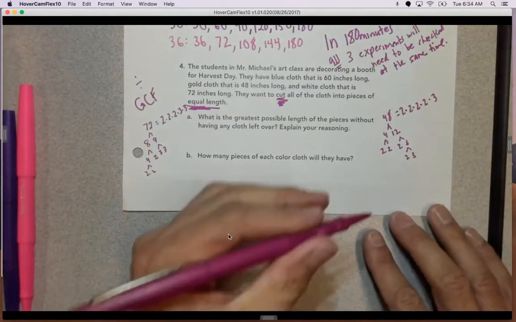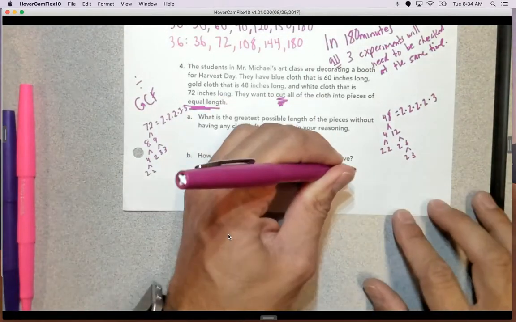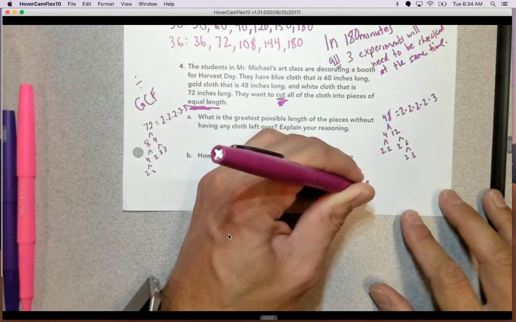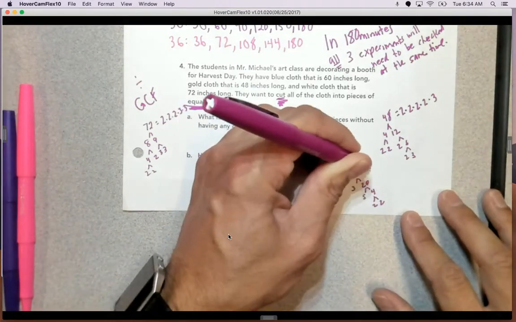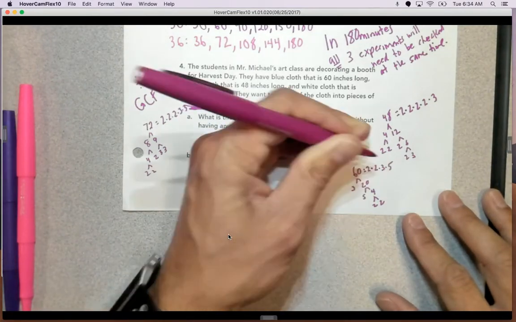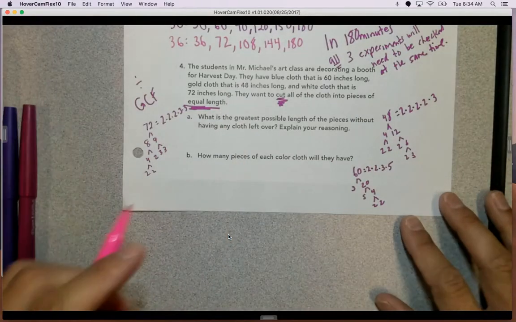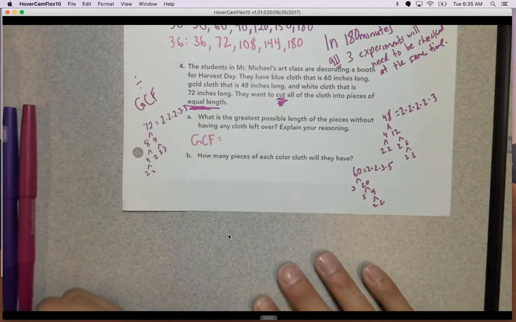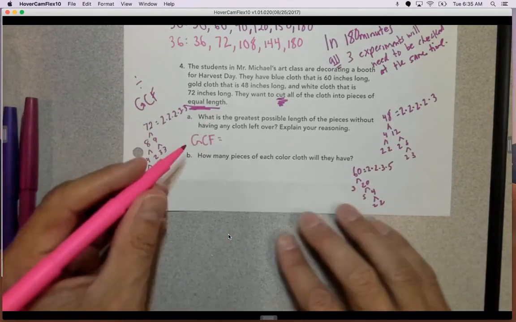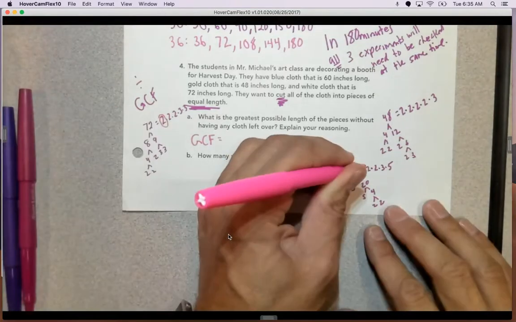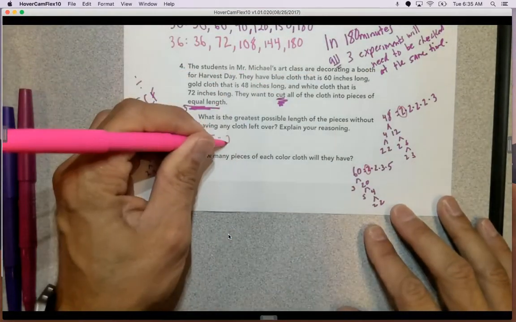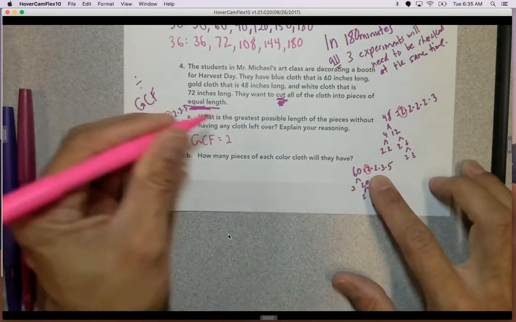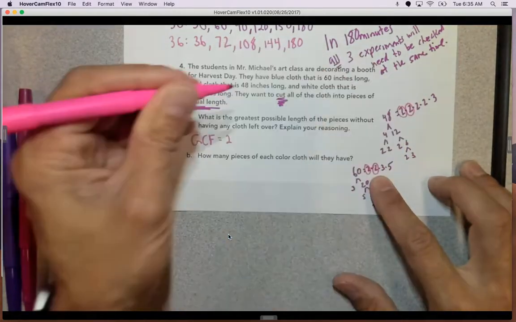Okay. And then 60. 60 would be, let's see here, 3 times 20, 5 and 4, 2 and 2. 60 would be 2 times 2 times 3 times 5. Okay. So the GCF would be all of the ones that are the same in all of them. So if I look at this, they all have 1, 2. So I would put a 2 in the GCF. Then they all have a second 2. So I put a second 2 in the GCF.